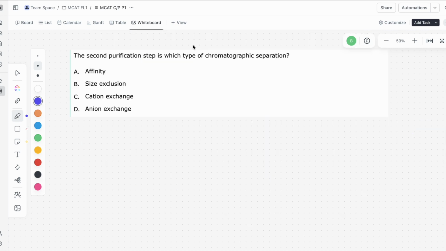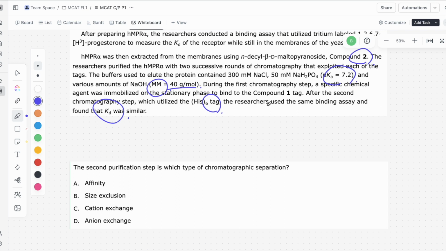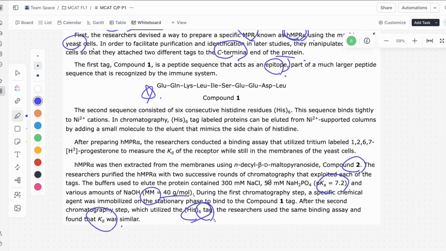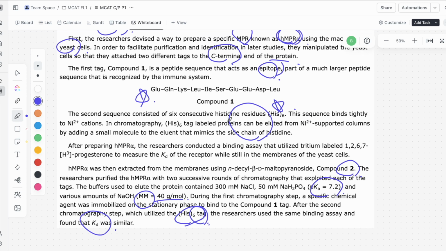Let's take a look at the next question here, which says the second purification step is which type of chromatographic separation? So what is the second purification step? The second chromatography step, which utilized histidine 6-tag. All right, so the second chromatography step is going to be the one that requires this right here, okay? And we know that this sequence, this histidine, binds onto the nickel cations.